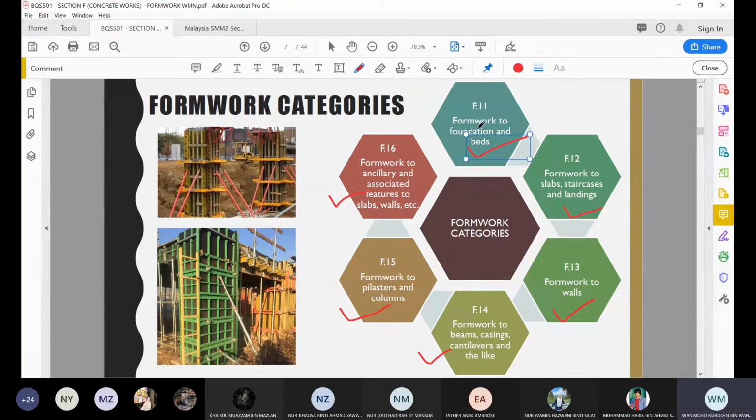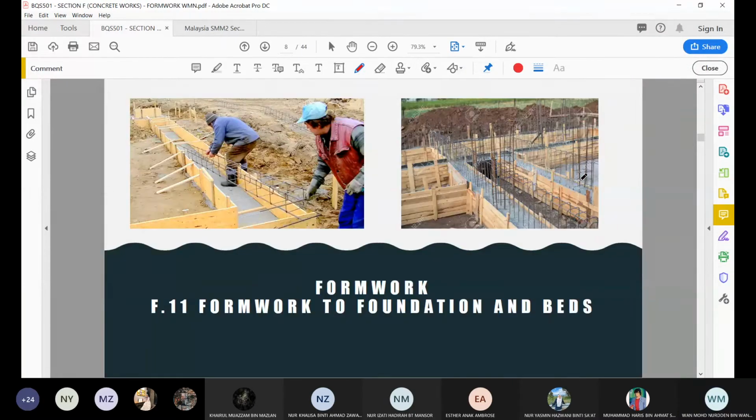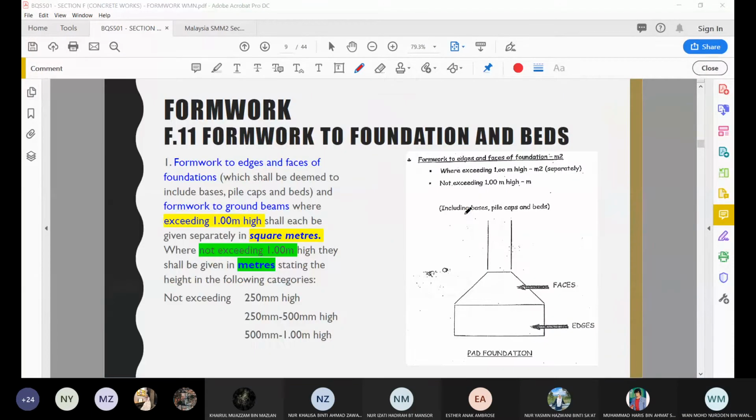Obviously kalau kita tengok F11 ni is about foundation dan juga slab lah, backs kan. F12 pasal slab, staircase and landing. Okay, tak apa, kita tengok satu-satu. F11. Okay, formwork to foundation and backs. Okay, number 1.